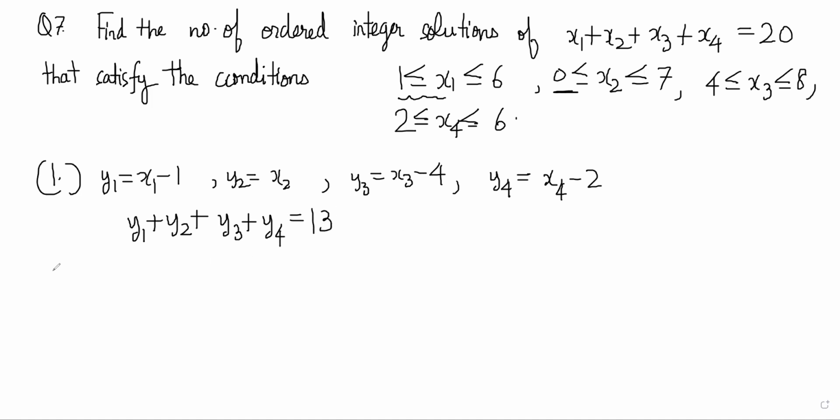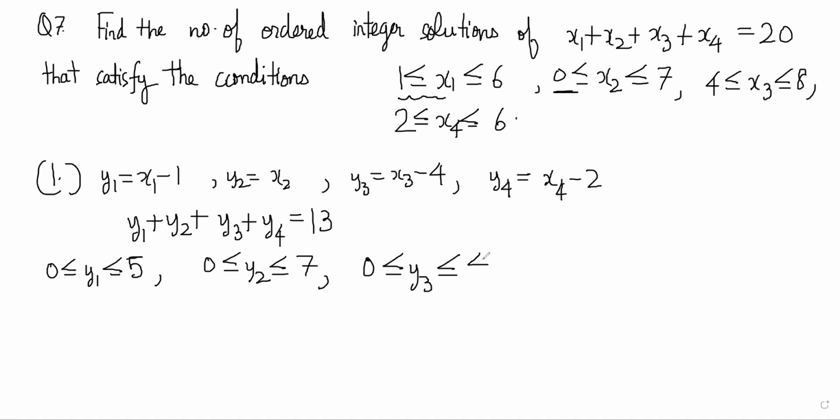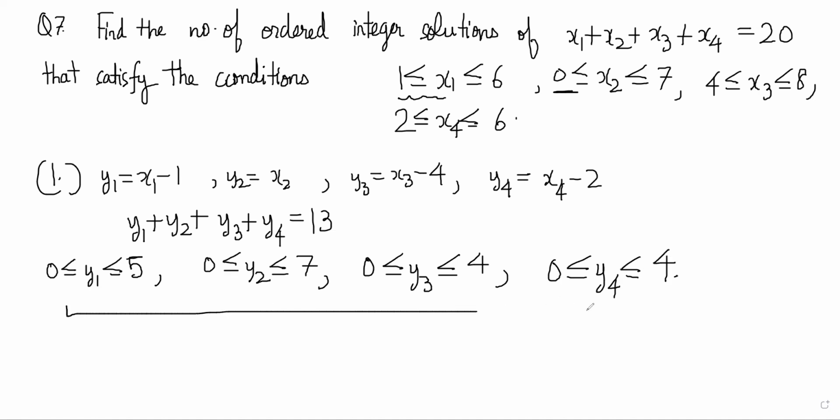And the conditions have now changed: 0 is less than equal to y1 is less than equal to 5, 0 is less than equal to y2 is less than equal to 7, 0 is less than equal to y3 is less than equal to 4, and 0 is less than equal to y4 is less than equal to 4 again, right? These are the conditions now, and we have to find the number of solutions of this equation. We have removed the lower bound by changing the variable a little bit, right? Now let's work with this equation and we'll go on to the next screen.